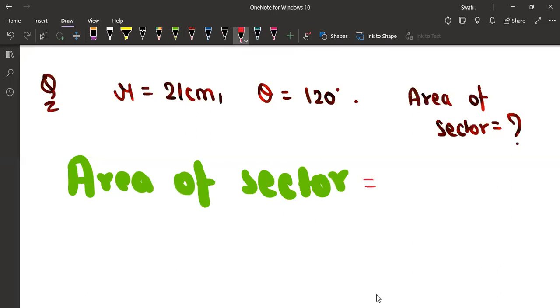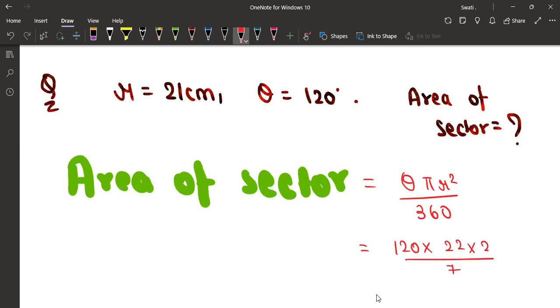Area of sector by formula, it will become theta pi r square over 360. Okay, this is the formula. What is theta? 120. What is pi? If we take the value of pi, that is 22 over 7. R is 21, so 21 into 21 and 360 as it is, right? Now clearly this will become 7 times 3, 21. This 0, 0 will get cancelled. This will become 6 times 2 is 12. 6 times 6 is 36. This will become 3 times 1, 3. 3 times 2, 6. This 2 and this 2 will get cancelled.